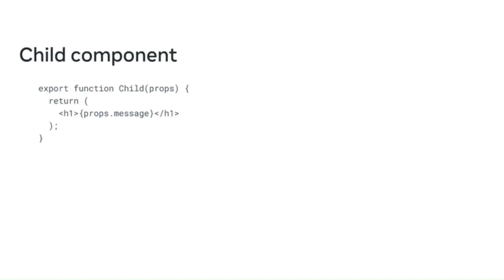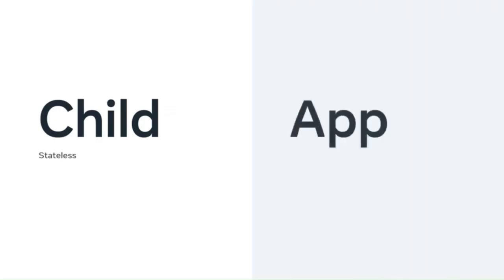The content of this element will be the message prop that is passed into the component. Note that props are not changed or updated in the component as they are immutable, meaning they can't be changed. Since the child component doesn't store any state, it is a stateless component. All of its data comes from the props passed into the component. The app component stores the state, which can be changed through events and functions, and is therefore a stateful component.